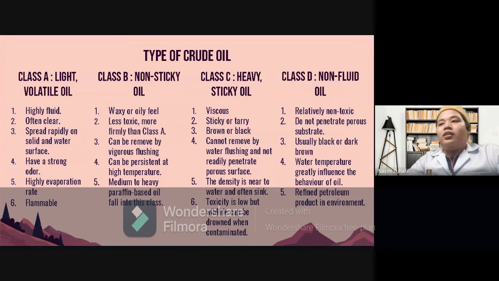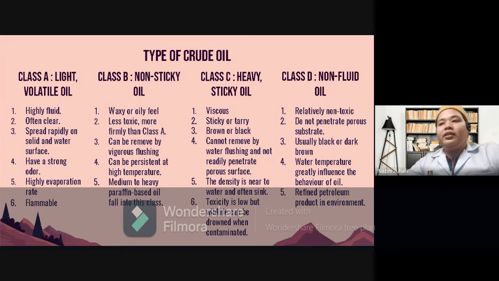First, types of crude oil. We have four classes here: class A, class B, class C, and class D. The first, class A, is light volatile oil. The characteristics of this oil are that it is highly fluid, often clear, and spreads rapidly on solid and water surfaces. It has a strong odor, a high evaporation rate, and most of it is flammable.